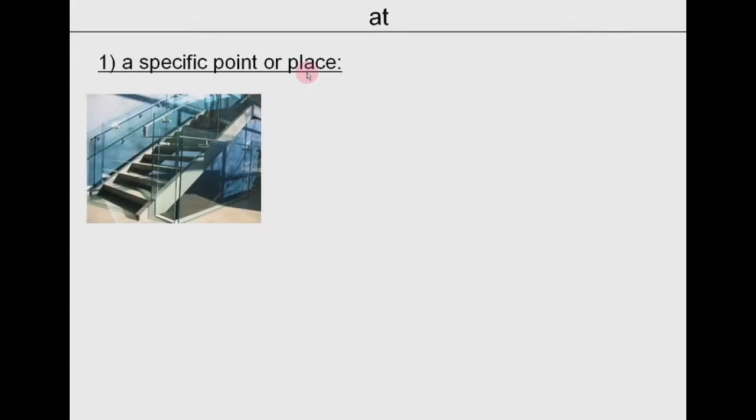So we will look first at when to use the word at, and the first situation is when we want to talk about a specific point or place. For example, so here we have some stairs, and so we can say this is at the top of the stairs, and this is at the bottom of the stairs.